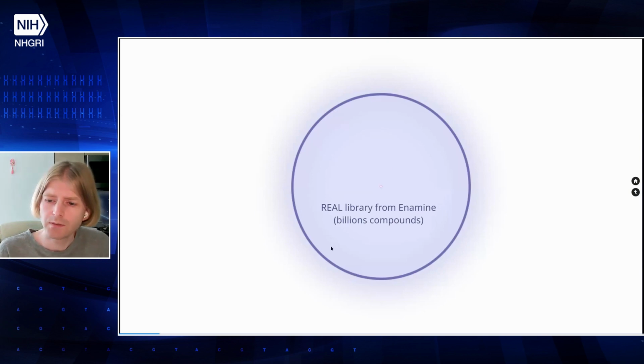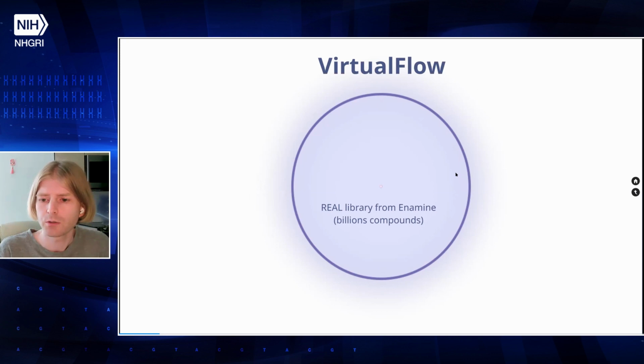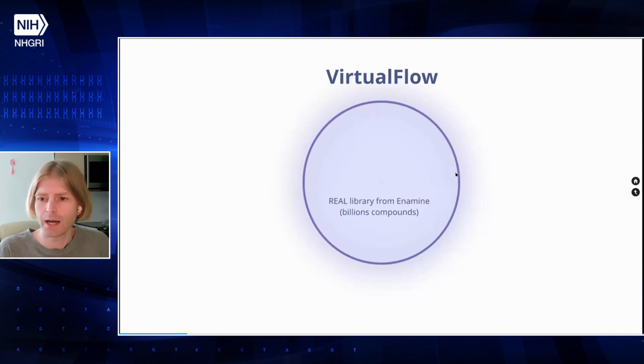Now here we see the space of the REAL library from Enamine, which contains more than 1 billion compounds. So the small dot here in the middle, which you can see, is kind of a drop in the ocean compared to billions of compounds. And VirtualFlow is able to screen this entire set of over 1 billion compounds, not only from the REAL library from Enamine, but also other libraries like the ZINC library. And this has many advantages.